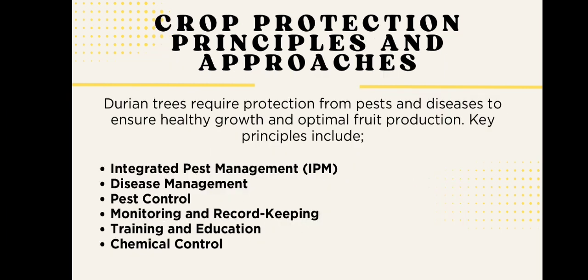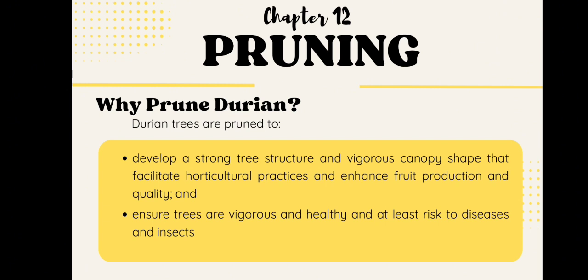Crop protection principles and approaches. Durian trees require protection from pests and disease to ensure healthy growth and optimal fruit production. Key principles include integrated pest management, disease management, pest control, monitoring and record keeping, training and education, and lastly, chemical control.